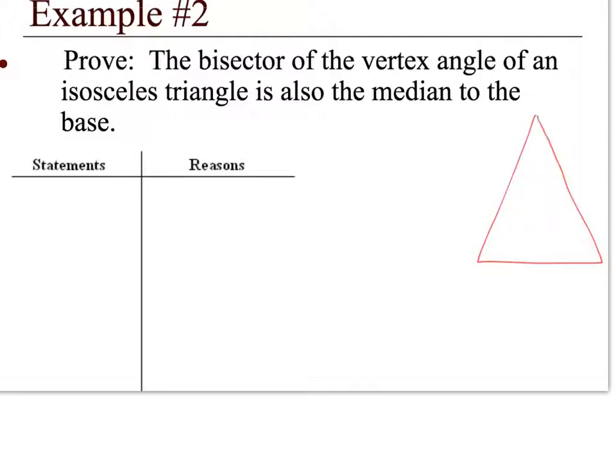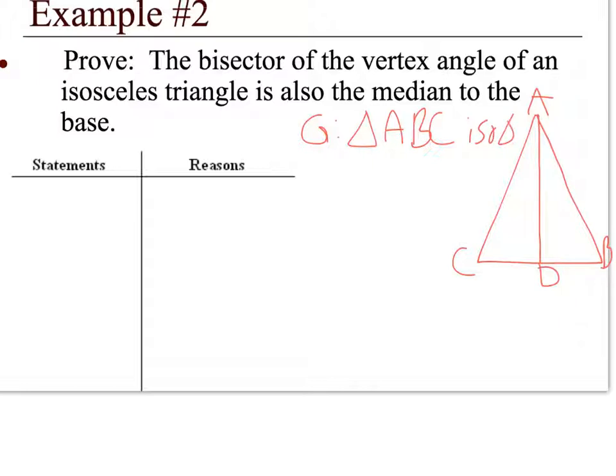I'm going to draw myself an isosceles triangle, and then I have an angle bisector. So it's angle A, B, C, and we'll call this guy D. And it says that the bisector of the vertex angle of an isosceles triangle, so in my given, I've got triangle ABC is an isosceles triangle. I've also got that AD bisects angle CAB.